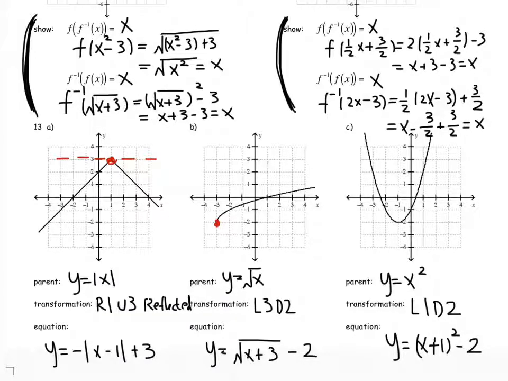Last one, it's the parabola shape, quadratic. So y equals x squared is the parent function. I have to move left 1, down 2 units to find its vertex. So the equation is going to be y equals x plus 1, squared, minus 2.